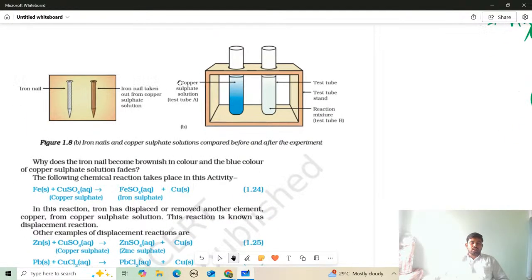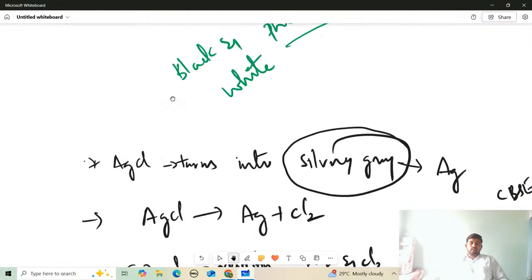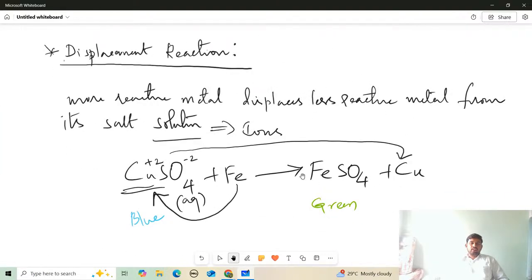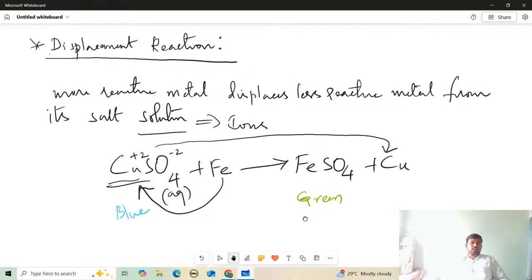You can see here the color. Earlier the color was blue. After keeping the iron nail in the copper sulfate solution, it turns pale green. Pale green represents the formation of FeSO4. That you should remember. So one more thing is here: this iron nail will be there, something like an iron nail.